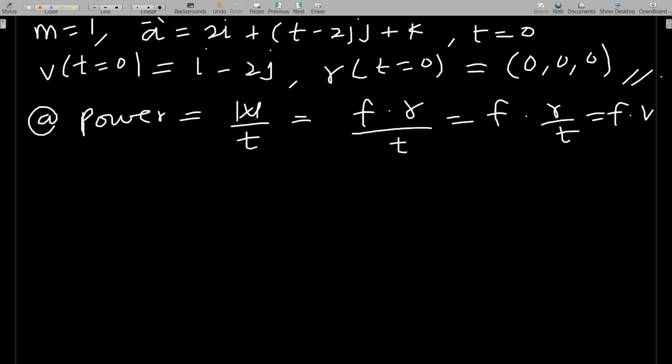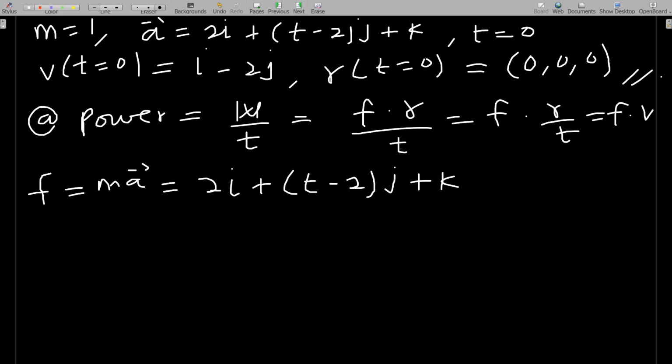So let's try to find our force and also our velocity. We know that the mass is a unit mass, so mass equals 1, and acceleration is that. This simply means that our F is equal to mass times a, and since mass is 1, the force is the same as the acceleration: 2i plus (t minus 2)j plus k. This is your force.